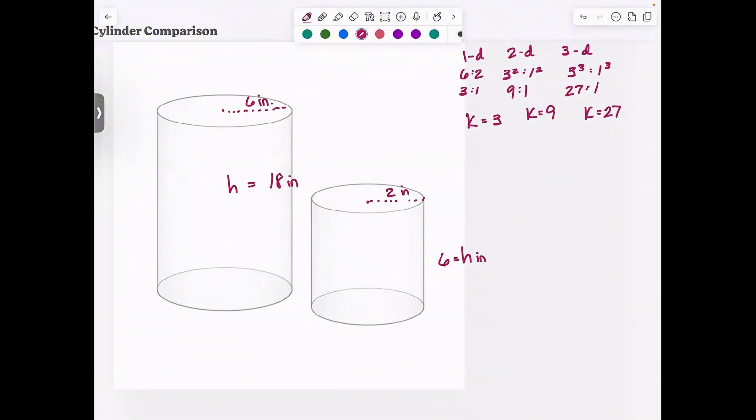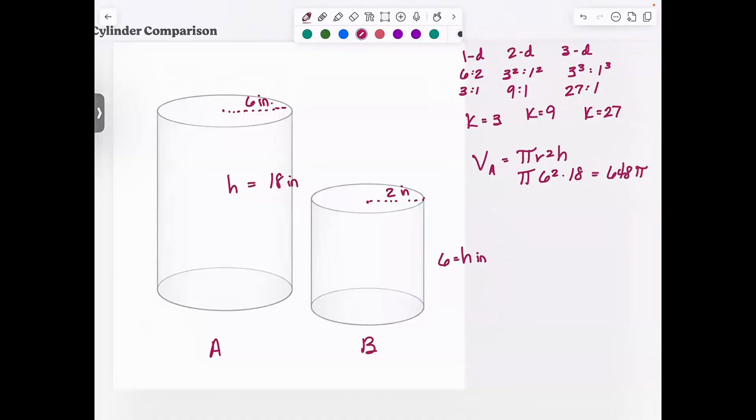So let's prove it to ourselves. We'll go ahead and do the volume of A. This is cylinder A, and this is cylinder B. Volume of cylinder A is pi r squared h. So we're taking the area of the base and multiplying it by the height to get our volume. So 36 times 18 is, whoa, 648 pi.